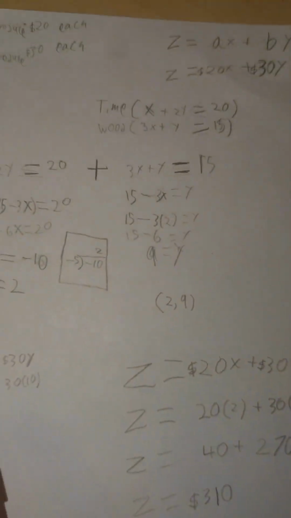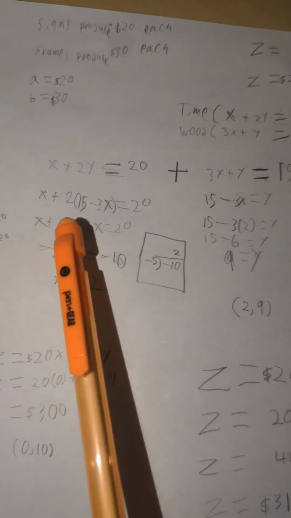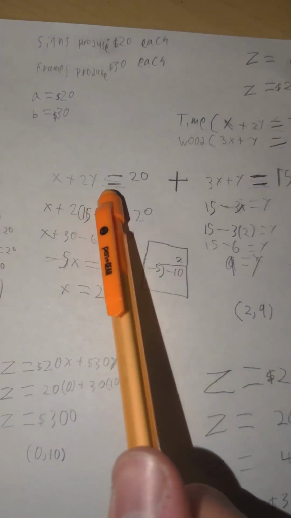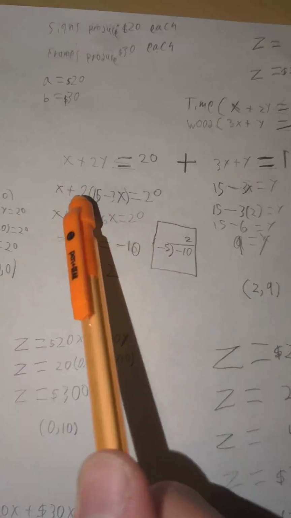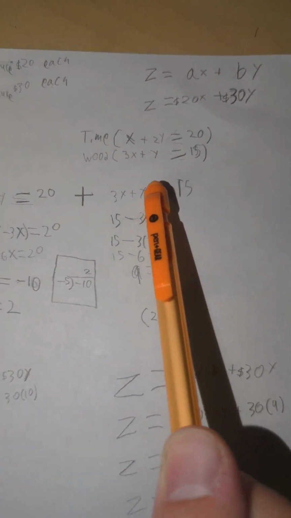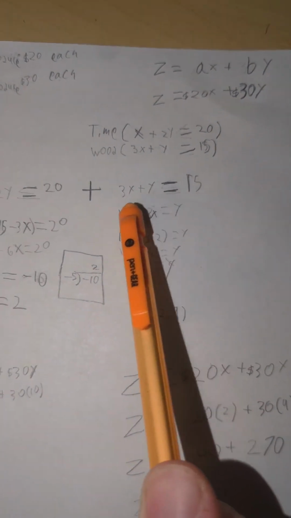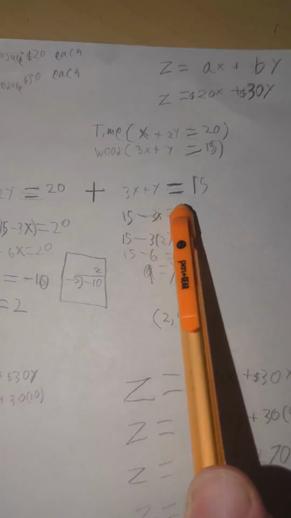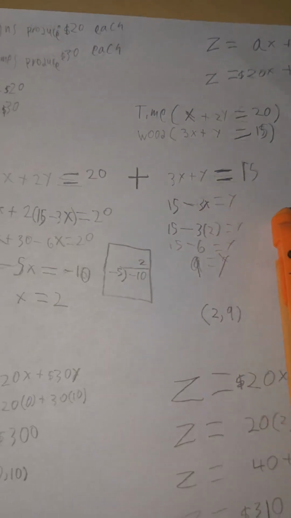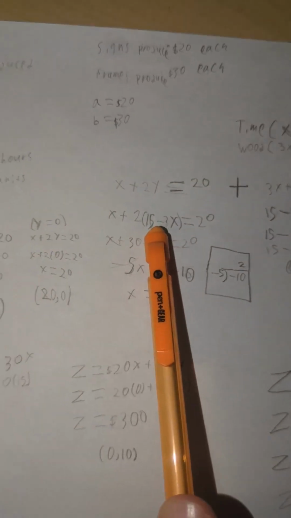So then I added them both together. I started off with this side. I tried my best to solve for X, but then I saw the Y. I need to solve for Y, so I came over here. I saw that there was a Y by itself, so I switched spots with the 15, so I got 15 minus 3X equals Y. Then I come back over to this side and change out the Y for 15 minus 3X.